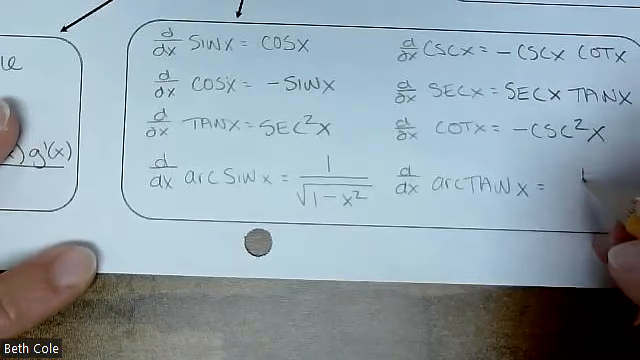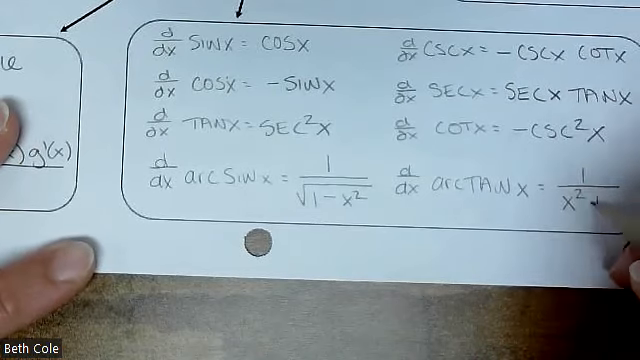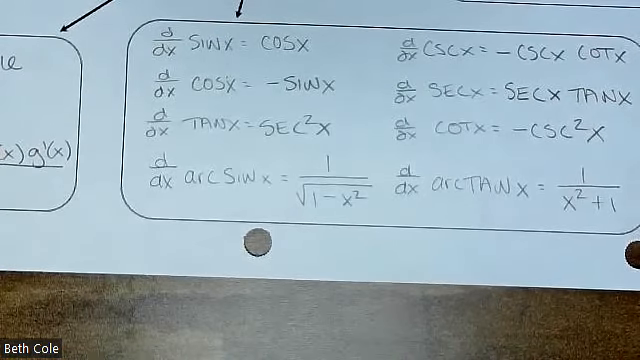And the derivative of arc tangent is 1 over, no, not square root. 1 over x squared plus 1, or 1 plus x squared, because it doesn't matter what order you add in.